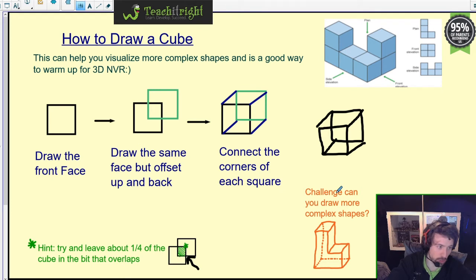And that's useful because you may want to do notes. On the next slide, I recommend drawing a nice big one because that will make the labeling far easier. And this will help for all sorts of NVR questions. So it's just a useful little skill.